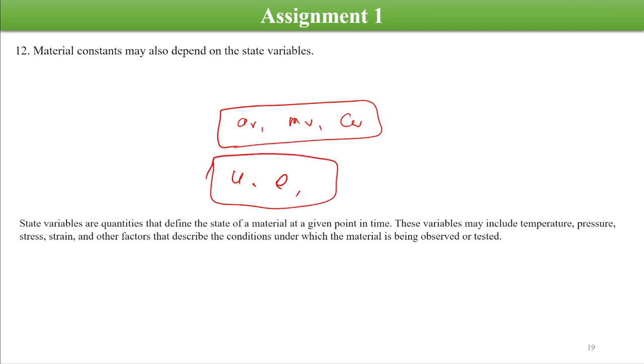If you see here, the material constants are basically the property of the material. They depend on the material which we are using, so they do not depend on the state variables.